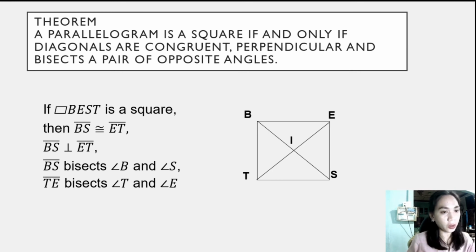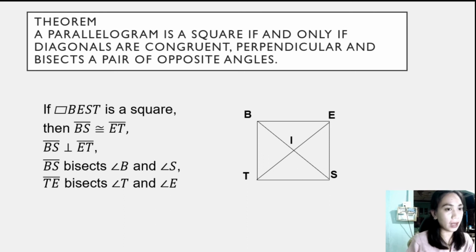Pinakagumawa ng proof about this one kasi if you're going to observe, lahat ng mga pinrove natin about the rectangle and rhombus, lahat yan nandito kay square. So, etong part na to, I will make this one para gawin nyo as your task.